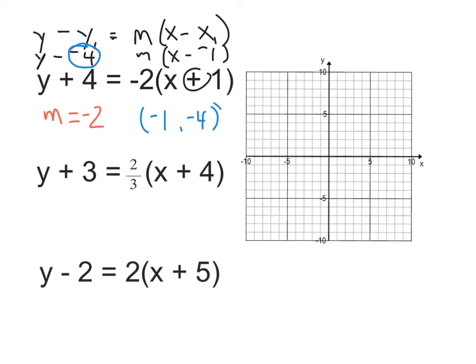We'll start with our point. We have to start with our point, know where to go. So negative 1, negative 4 is right here. Negative 1, negative 4. And now we're going to use our slope of negative 2. So we're going to go down 2 and right 1. So down 2, right 1 gets us to this point right here. And we're going to draw our line.